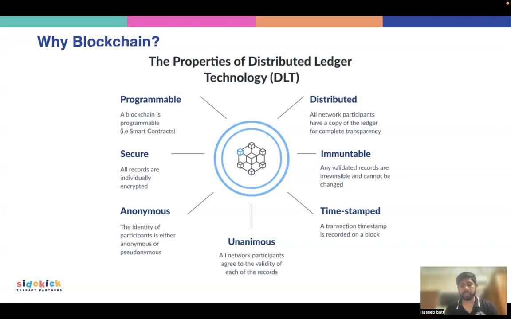We cannot say that this transaction is valid on our own. If we need to make a transaction valid, we need to get 50% of the network computers to agree on the transaction. It is also anonymous: the identity of participants is either anonymous or pseudonymous. You are totally anonymous because whenever we do a transaction, we do it from wallet to wallet. For example, we create a MetaMask wallet.